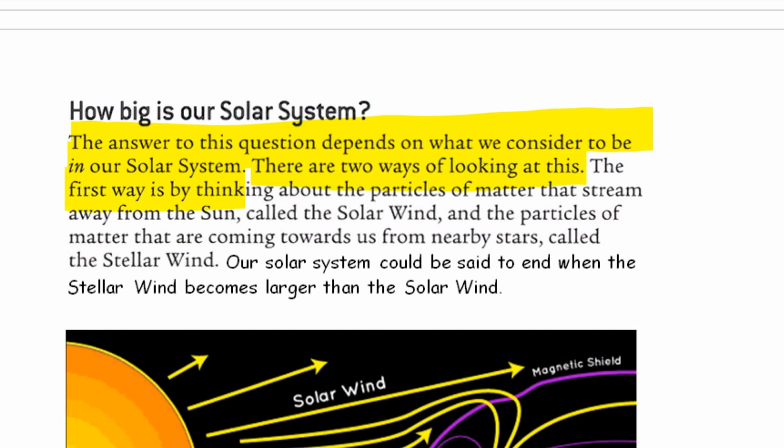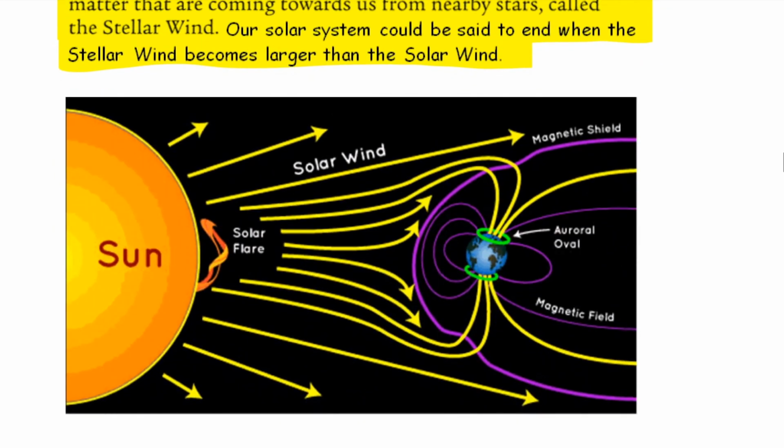The first way is by thinking about the particles of matter that stream away from the Sun, called the solar wind, and the particles of matter that are coming towards us from nearby stars, called the stellar wind. Our solar system could be said to end when the stellar wind becomes larger than the solar wind. And you can see that here. So the solar wind, solar always pertains to the sun, and stellar pertains to stars.